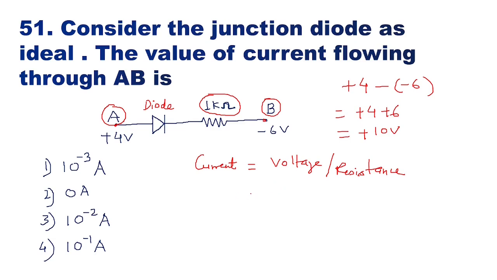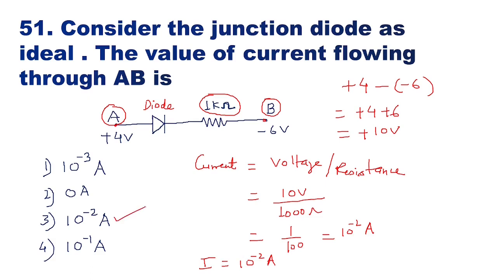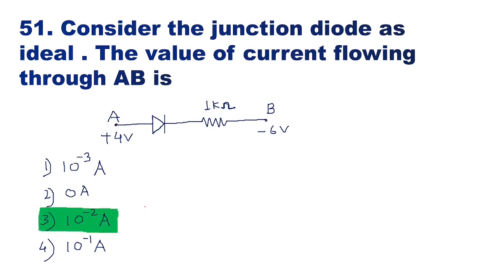So to find the current, the voltage will be 10 volt upon resistance. Resistance is 1 kilo ohm, which is nothing but 1000 ohm. If you simplify 10 upon 1000, it is nothing but 1 upon 100, which is 10 raised to minus 2 amperes. So the current here is 10 raised to minus 2 ampere. Out of these options, option 3 will be the right answer, that is 10 raised to minus 2 ampere.